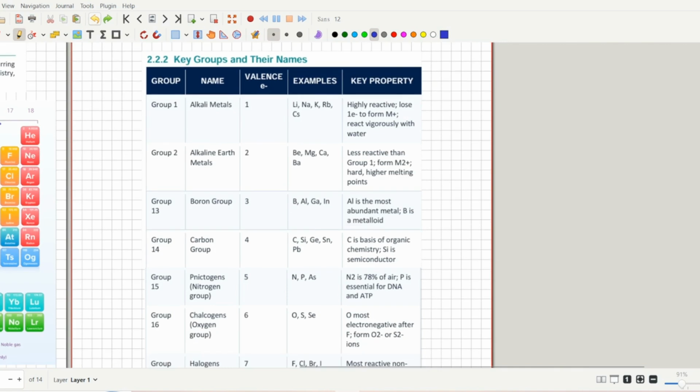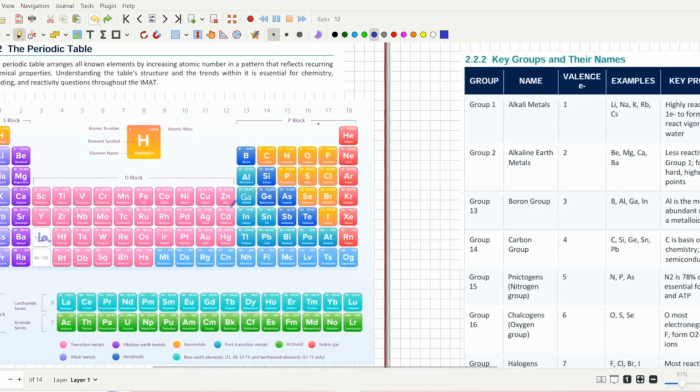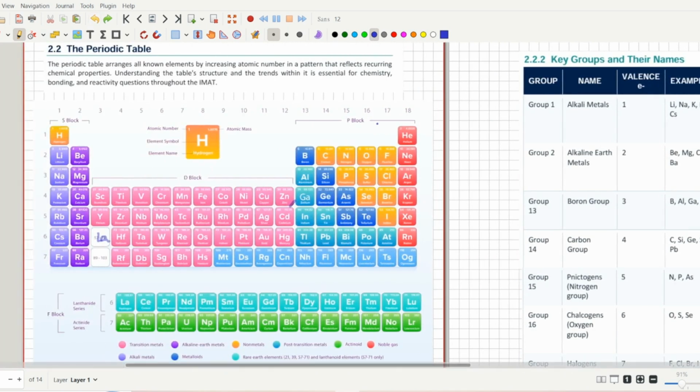The first group is called the alkali metals because they are metals that are alkaline in nature. The second group are the alkaline earth metals because they are present in the earth crust, that is why they are called alkaline earth metals. They have two valence electrons, and then we have the boron family. As you can see, it is not that difficult. These are alkali metals, these are alkaline earth metals, they have 2 electrons in their valence shell.